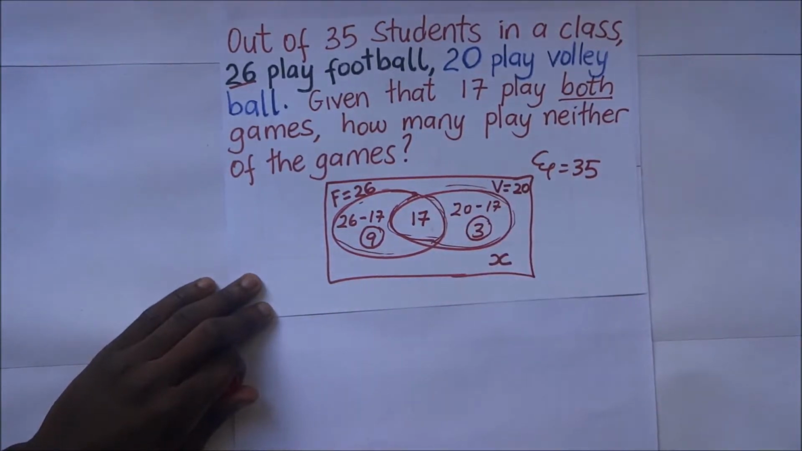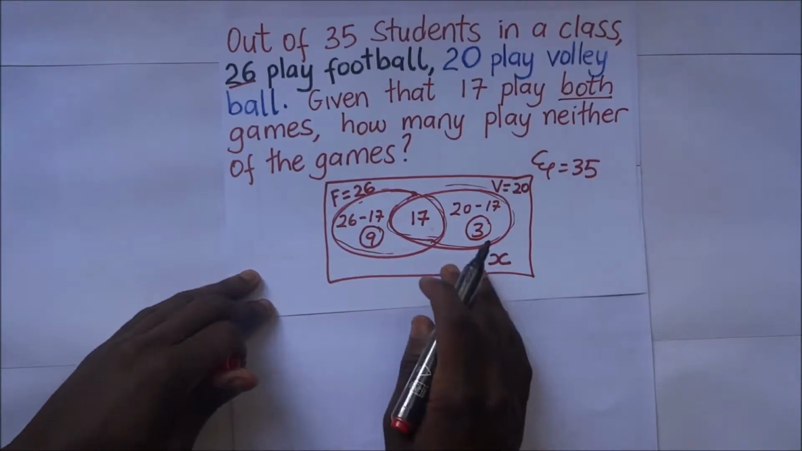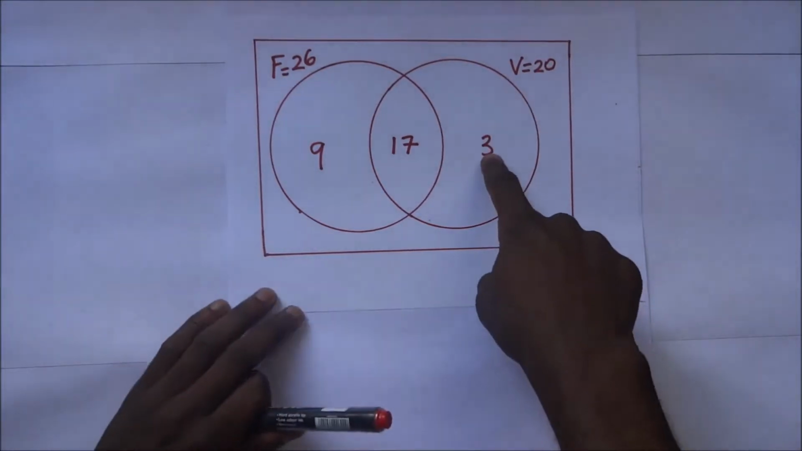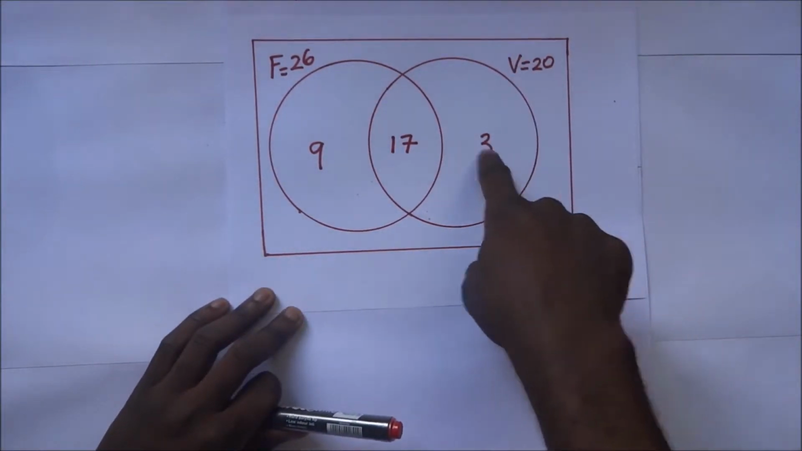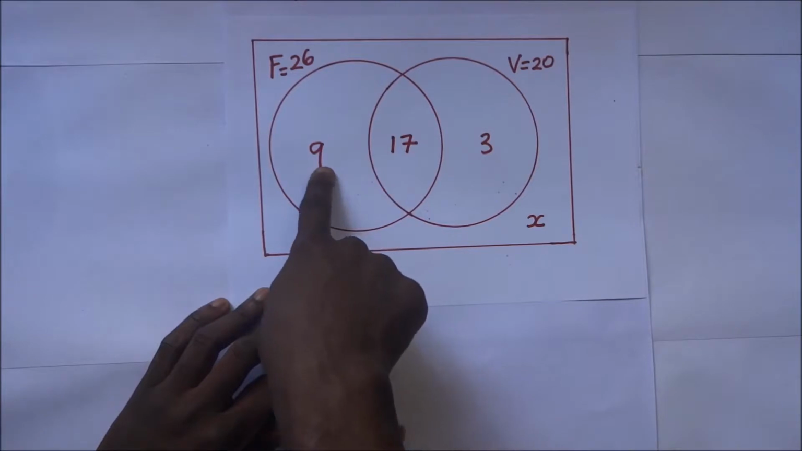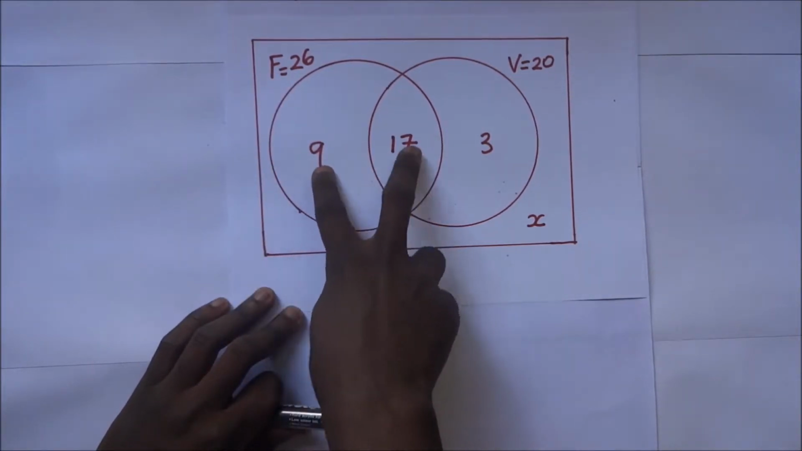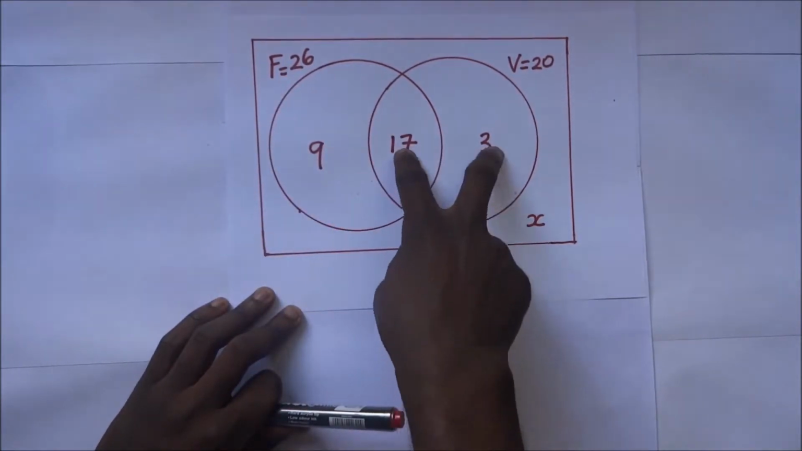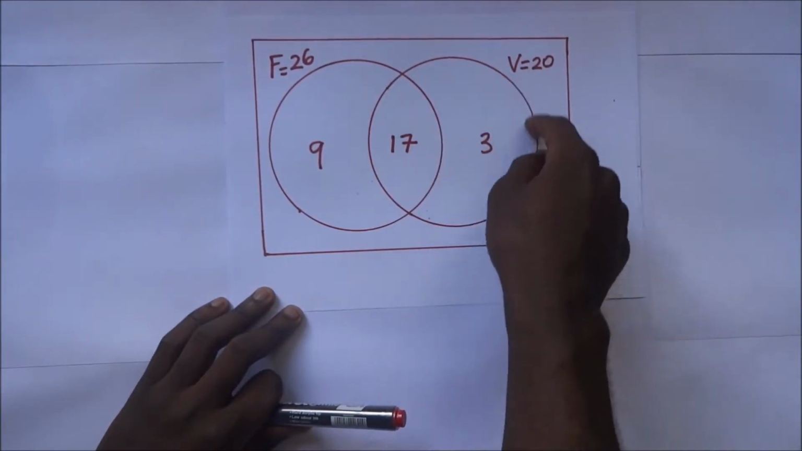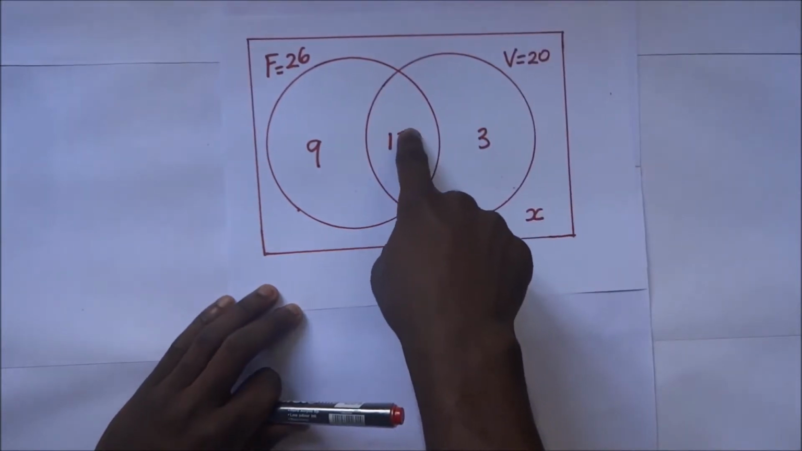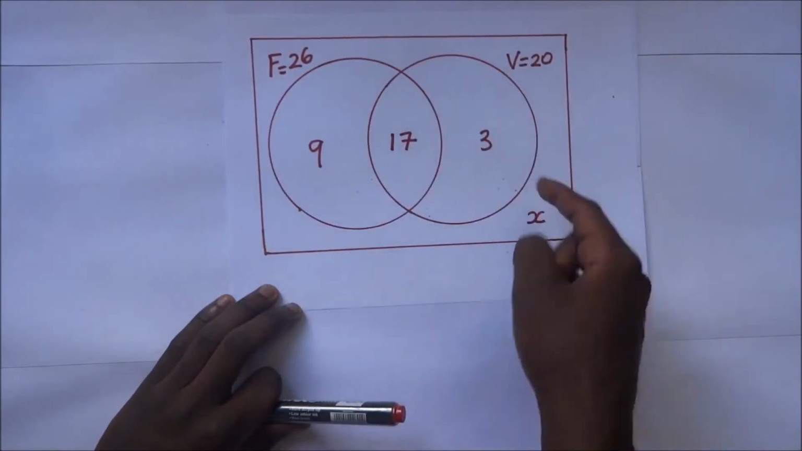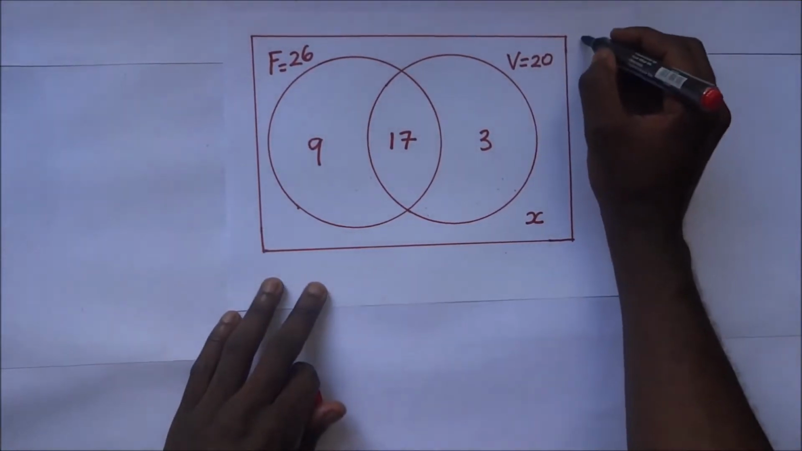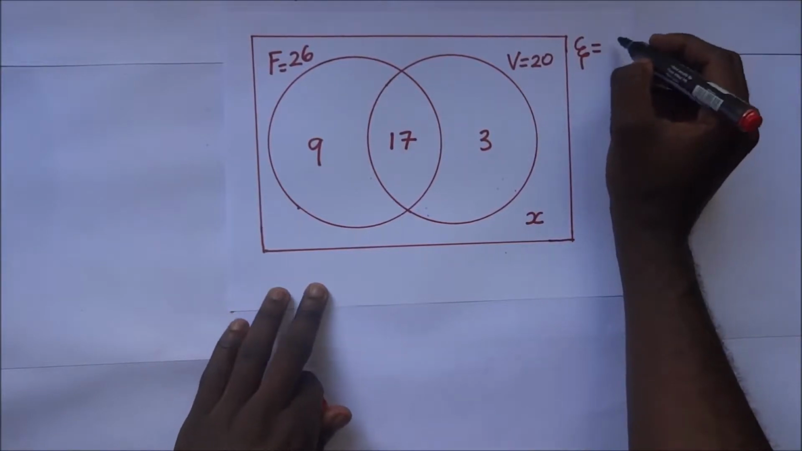So it means that our Venn diagram is now going to look like this. That's how our new Venn diagram looks. These ones play volleyball only. These ones play football only. But 9 plus 17 gives you 26. 17 plus 3 gives you 20. It means that whoever is inside this circle plays volleyball, and these 17 here are the ones that play both games. These outside don't play any of the games. And our universal set here, or the total number of students, is 35.